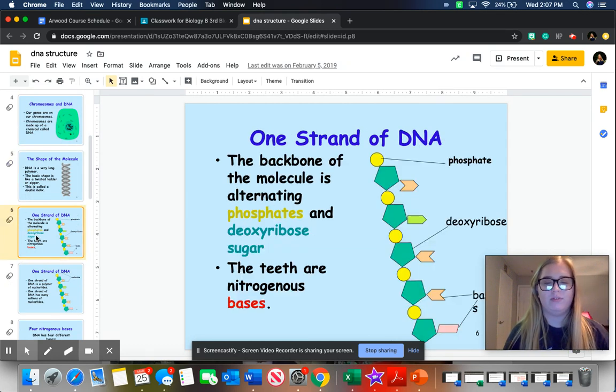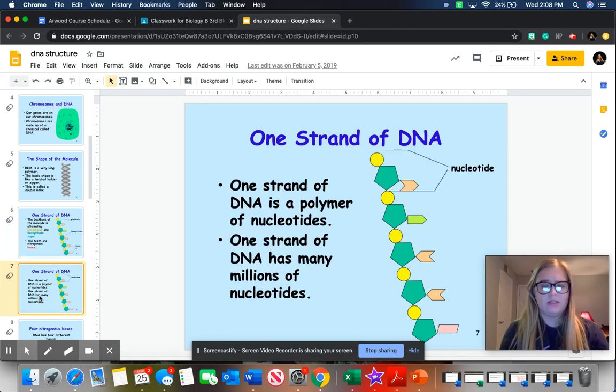So in one strand of DNA, the backbone of it is phosphates and deoxyribose sugar. And then the teeth of it are nitrogenous bases. So you can see these guys are the nitrogenous bases, and then the green ones are the deoxyribose sugar, and the yellow is the phosphate. So one strand of DNA is a polymer of nucleotides, and one strand of DNA has millions of these nucleotides. So that's just how small they are.